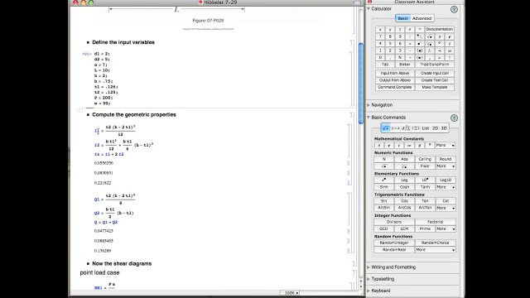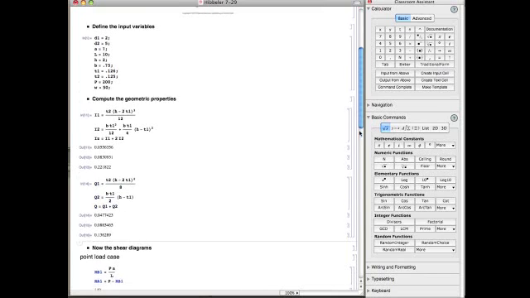Then we compute the geometric properties, so here first we compute I. So we compute I for the web, and then I for the top flange, and here is the top flange shifted by parallel axis theorem. So here are the values of I. Then we do the same thing to compute Q, so here's Q of the web, and then here's Q of the top flange. Well, I should say that's of half the web. These are the values for Q after it computes those.